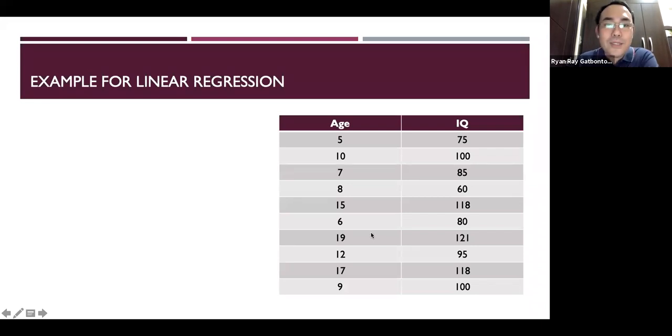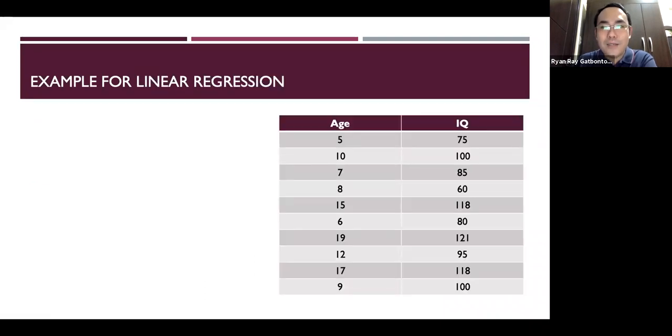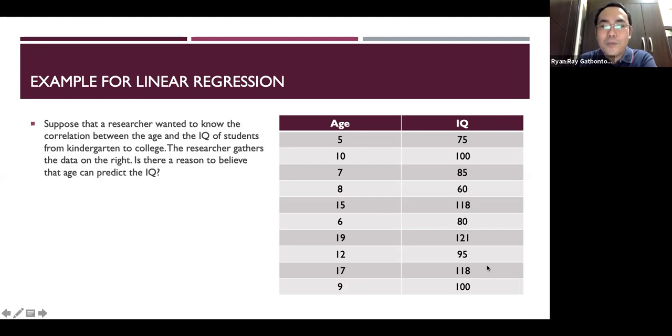Now let's go to linear regression. In linear regression, you are looking for or predicting the outcome of your variables based on the observations that you get. Suppose we have the same data as we had before, but this time the researcher wants to know if there's a reason to believe that age can predict IQ, given the set of data that we have.